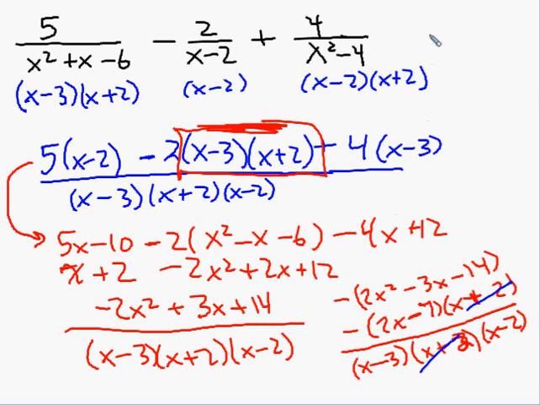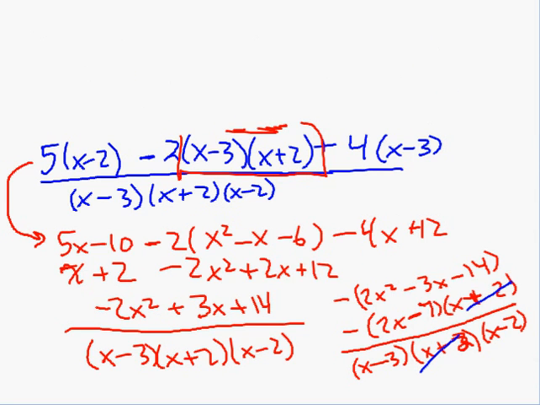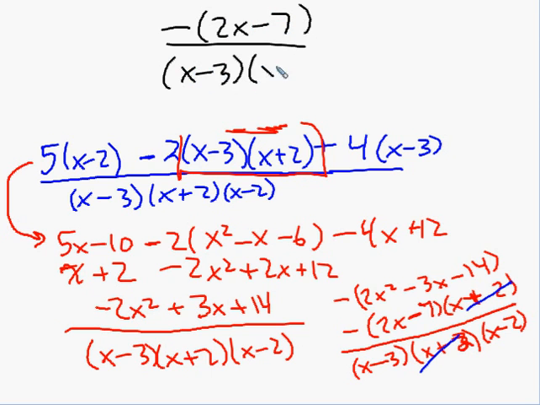Alright, so what's our final answer? I'm going to erase all this. Boom. Final answer in black at the top here. Negative, I can leave that out. 2x minus 7 all over x minus 3, x minus 2. And domain, x is not 3 or 2.